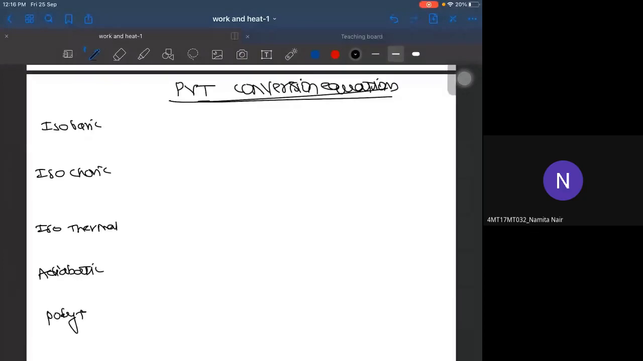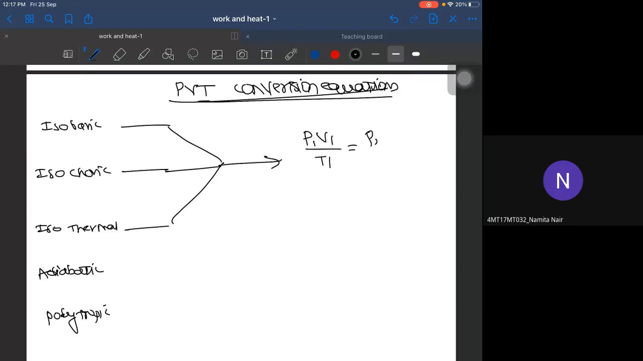What is the value of k? Which parameter is constant? How does it look on a PV diagram? What is the expression to calculate your work done? You know up till now. Now we have to understand what is the PVT conversion equation. So for isobaric, isochoric, and isothermal, there is a common expression which can be used to determine the different parameters. That is P1 V1 by T1 is equal to P2 V2 by T2. Okay, just note down this expression.